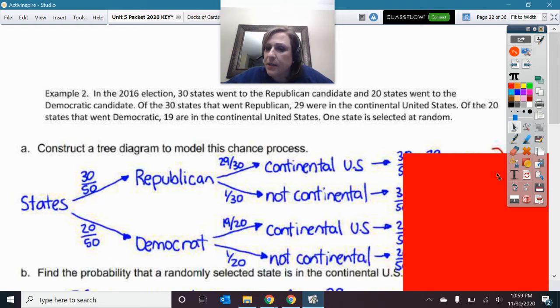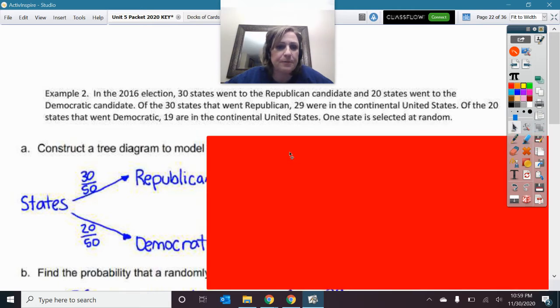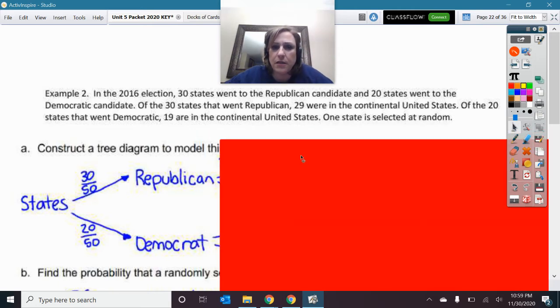All right, so let me let you take a moment, read through this, and do it. Let's see how your tree diagram comes out. Okay, so hopefully you took some time to do that.